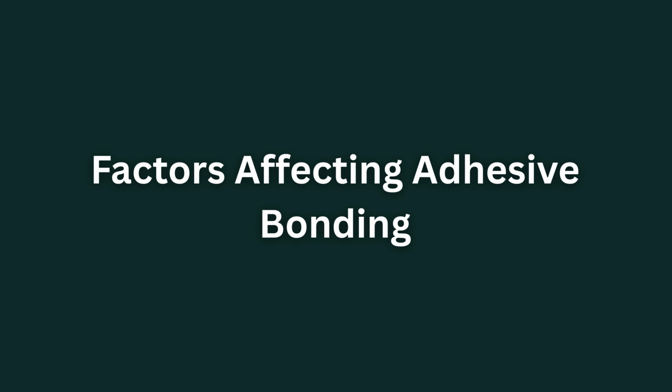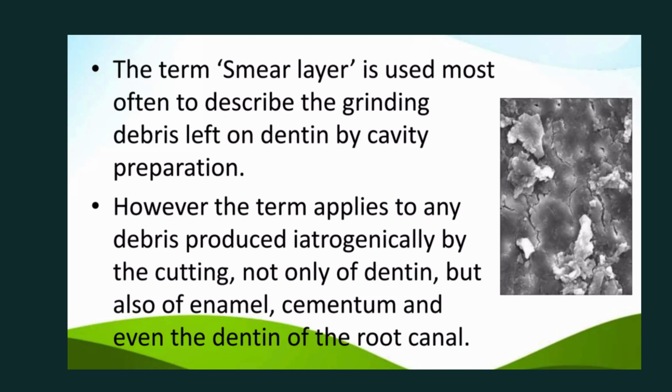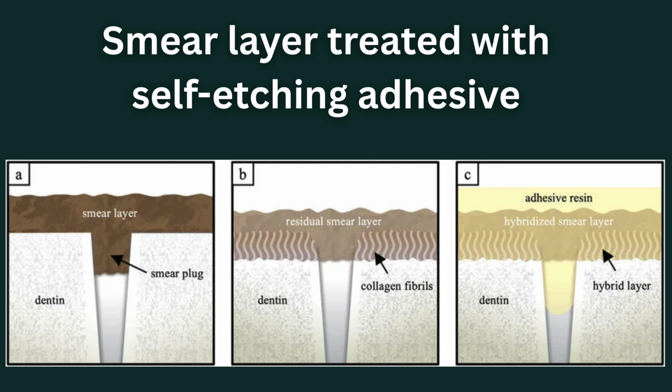Factors affecting adhesive bonding. Smear layer. During cavity preparation with rotary instruments, a thin layer of debris known as the smear layer forms on dentin. This layer may obstruct dentinal tubules and interfere with bonding. Adhesive systems either remove the smear layer, as etch-and-rinse systems do, or modify and incorporate it, as self-etch systems do. Moisture control. Proper moisture balance is critical. Overdrying collapses the collagen network, preventing resin infiltration. Excess moisture dilutes adhesive monomers and weakens bonding.